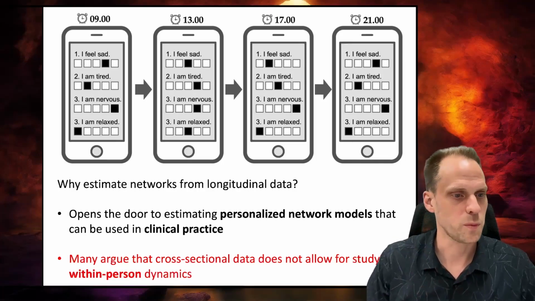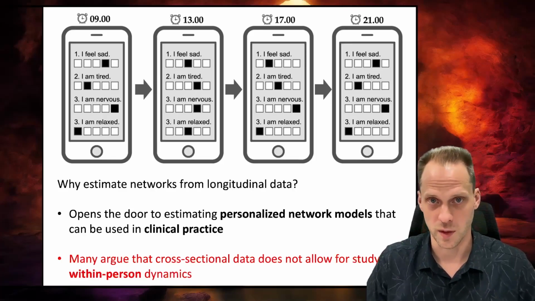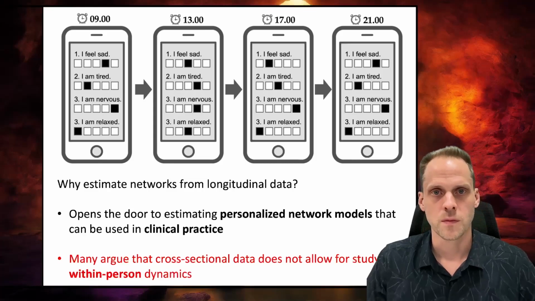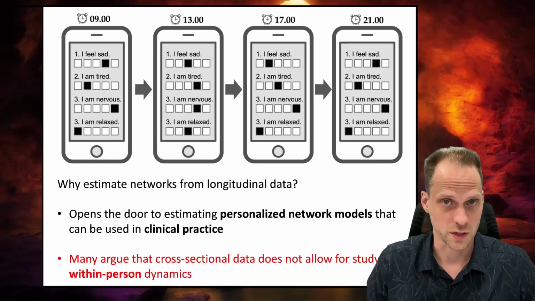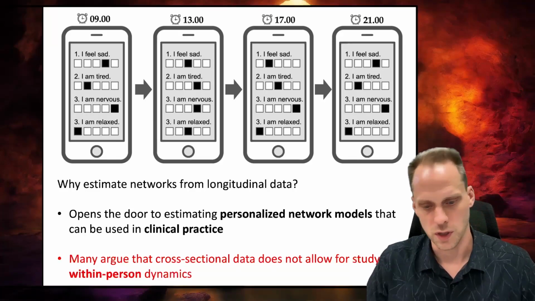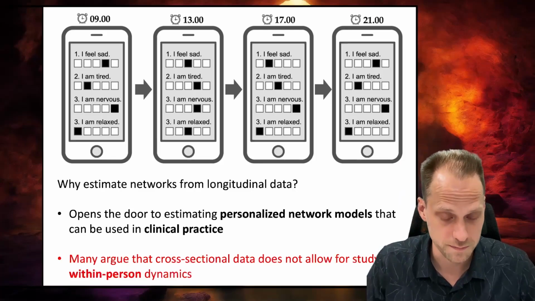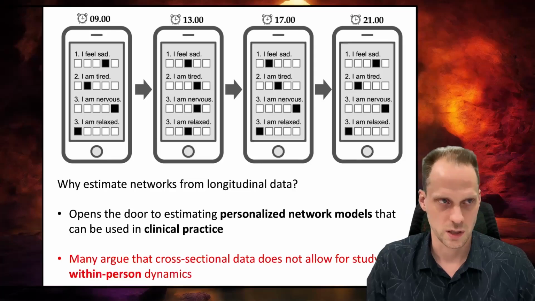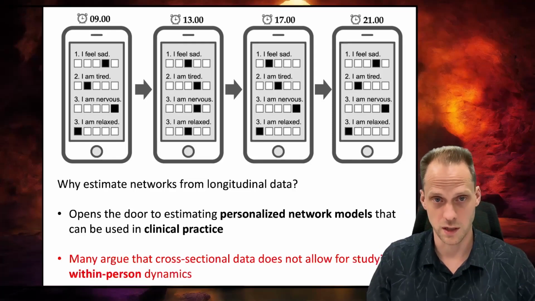And that is that many people argue that cross-sectional data does not allow for studying within person dynamics, which is true. And because of that, they say we should not do cross-sectional data analysis, and we should always study between person effects, because we are psychologists and we're interested in what's happening within the person. That argument I have a bit more trouble with, but I'll explain that in this video.